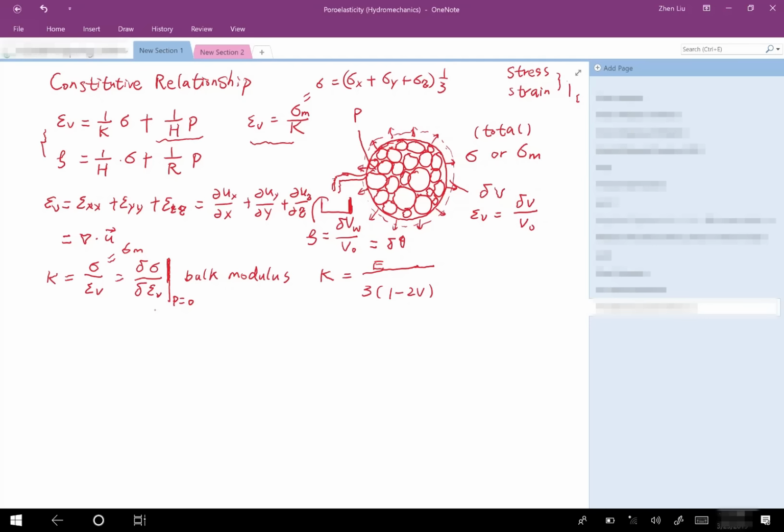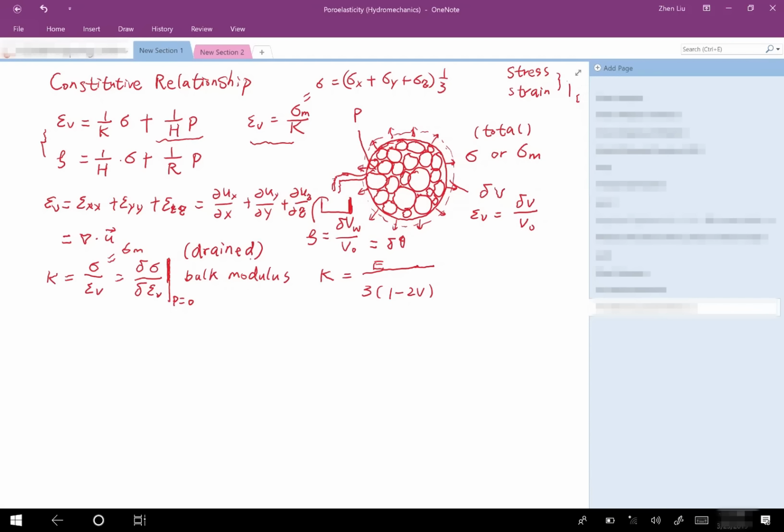So K is Bach modulus, but to be more accurate, if there's no solids, we can just use Bach modulus. It's correct. But when there's water, when we talk about porous materials with both solid and liquid, now we need to call it drained Bach modulus. There's another one called undrained. It's different. So drained Bach modulus.